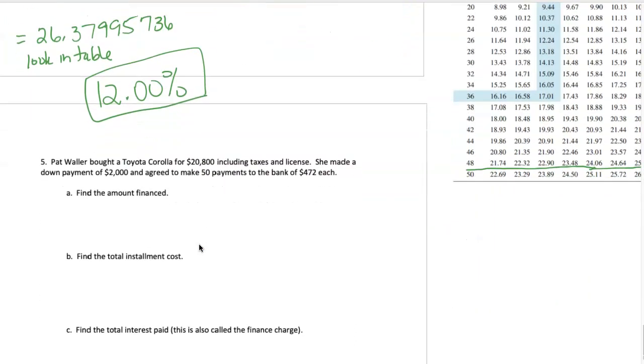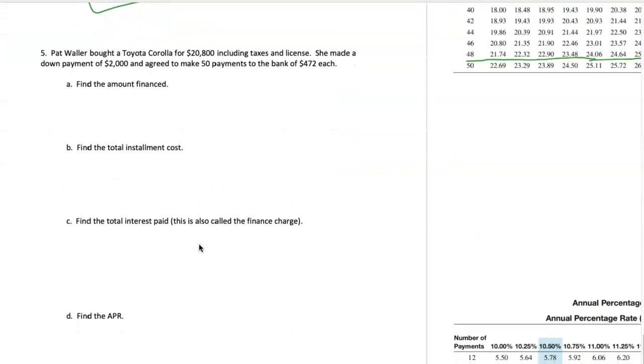Let's take a look at number 5. Pat bought a Toyota Corolla for $20,800, including taxes and license. She made a down payment of $2,000 and agreed to make 50 payments of $472 each. Find the amount financed. So the amount financed is the amount borrowed from the bank. So if the car is $20,800, but she made a down payment of $2,000, so if she already paid the $2,000, she doesn't have to borrow that from the bank. So that means that $18,800 was borrowed from the bank.